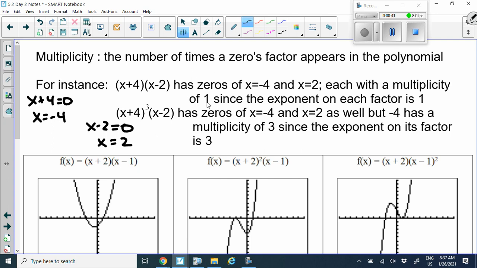Now you might be wondering, well, how do we know? Well, since the exponent on each factor is 1. So basically, to figure out the multiplicity, you look at the exponents on each factor. So like on our next one, once again, we have the zeros of negative 4 and 2. But notice that negative 4 has a multiplicity of 3 because the exponent on the factor is 3. Okay? So you could say multiplicity is equal to the exponent on each factor.